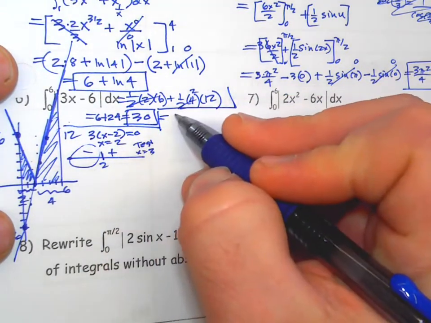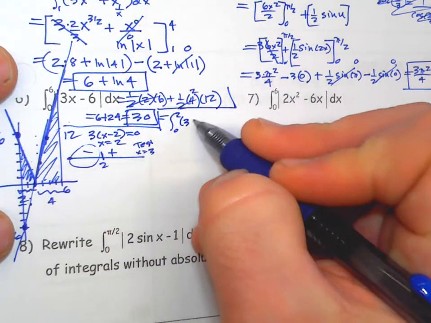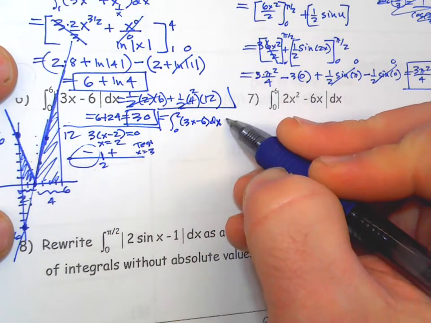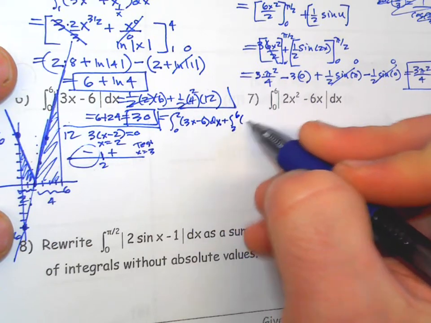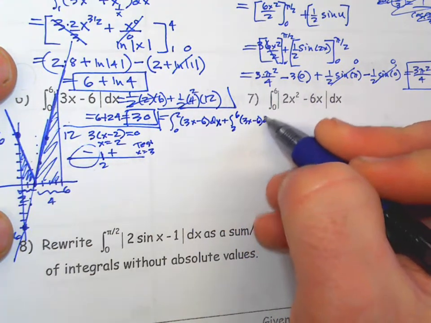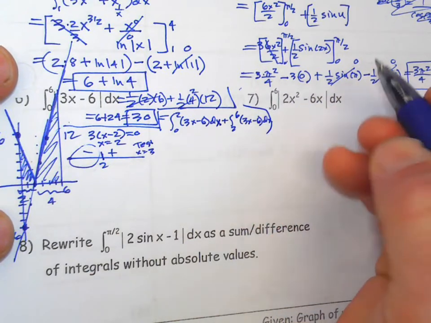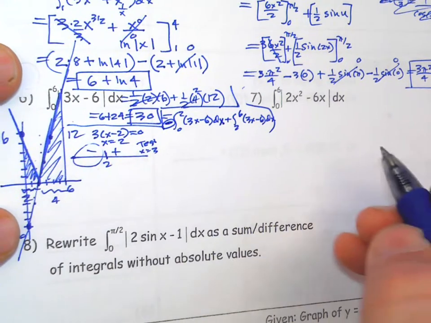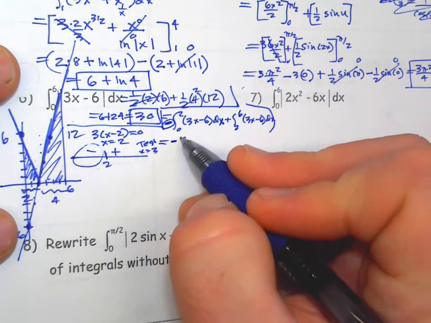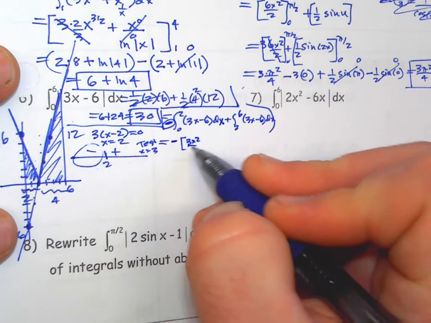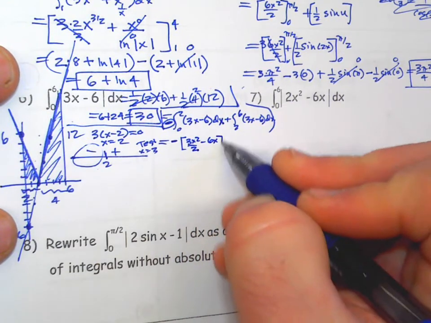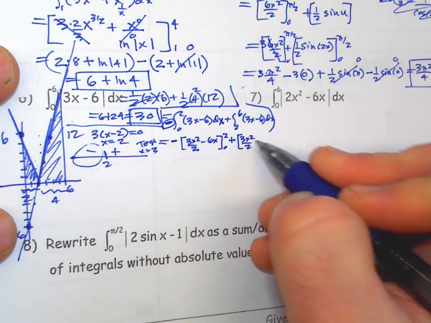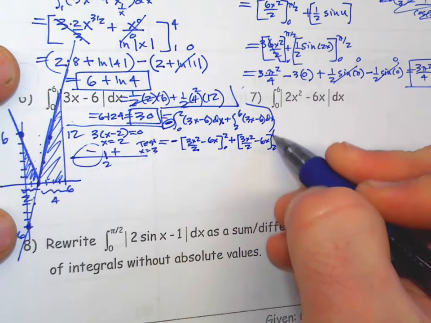So what we're going to do is we're going to say, all right, 0 to 2 of 3x minus 6, no absolute values anymore. You just got rid of them. That was the point of it. Plus 2 to 6 of 3x minus 6 dx. Okay. And then this is the negative part, so you got to fix it with an extra negative in front to make sure it comes out positive. And then you say, all right, negative 3x squared over 2 minus 6x, 0 to 2, plus 3x squared over 2 minus 6x, 2 to 6.